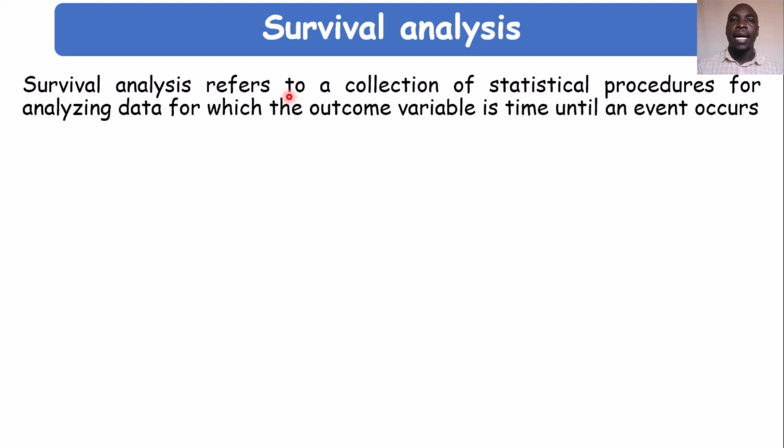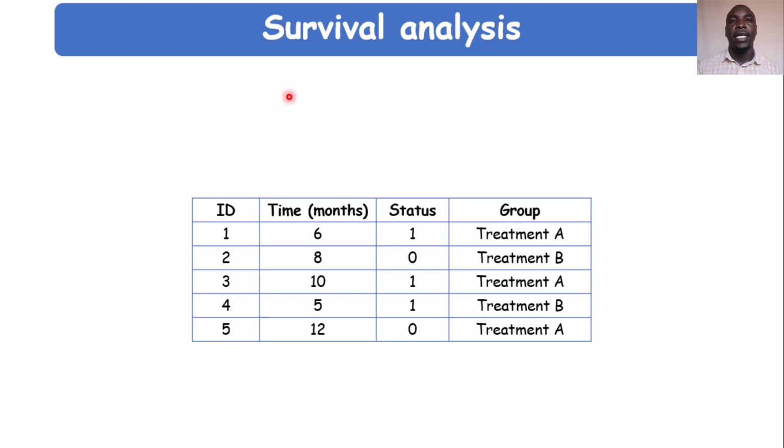So to better understand what survival analysis is, let us look at the basic structure of a survival dataset. Here we have 5 participants, the time for which they were observed in months, and the status. In this case, it is death, 1 indicating the person died, and 0 indicating the person is alive, and the period for which they have been observed. Then the treatment group where they belong, whether they are receiving treatment A or treatment B.